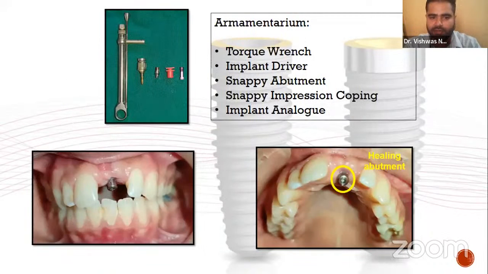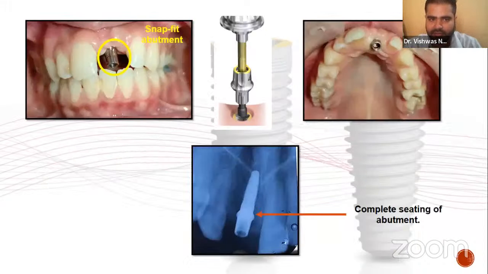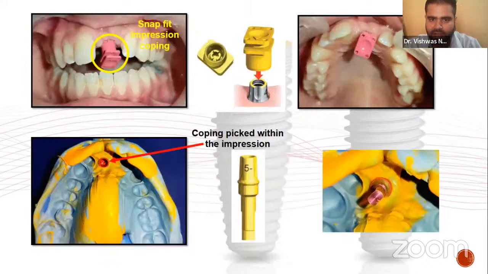I'll be discussing this case in which we require torque wrench, implant driver, snap fit abutments, snap fit impression copings, and implant analogs. In the first image you can see the healing abutment in place. It was replaced with the snap fit abutment. The seating of it was verified with the help of an IOPA. After that, we apply the snap fit impression coping, which will give a particular click that will make us certain that it has secured into position. Once this is placed, the impression is made with the help of any material of your choice.